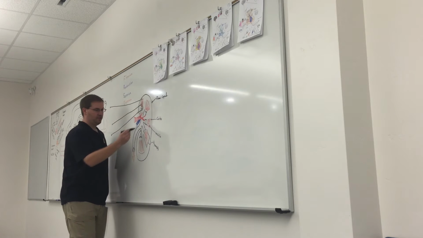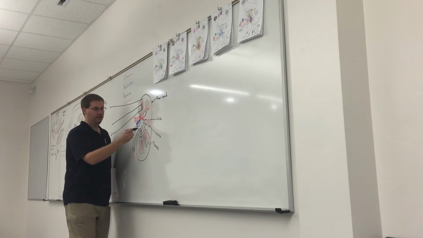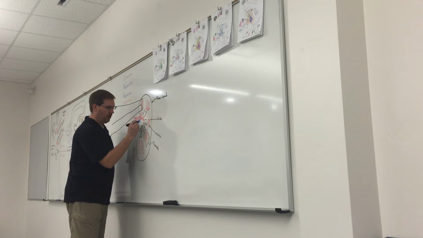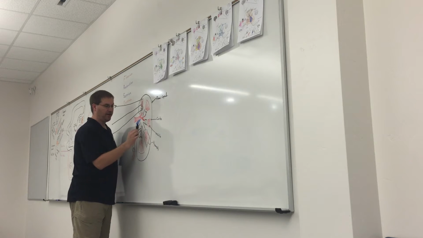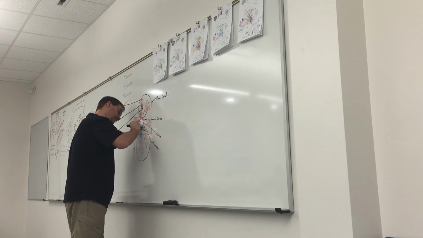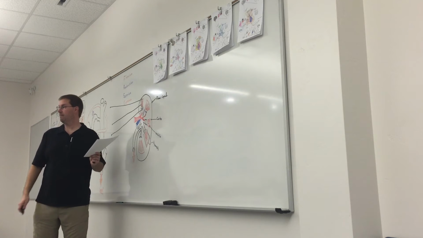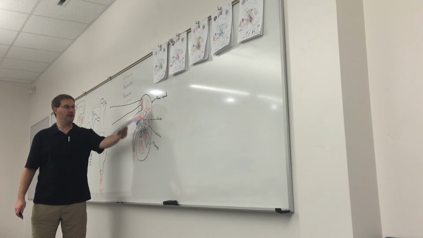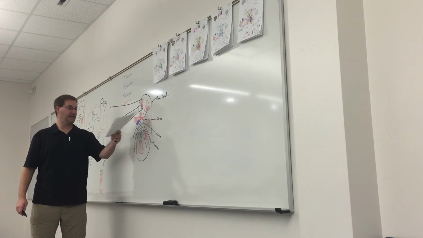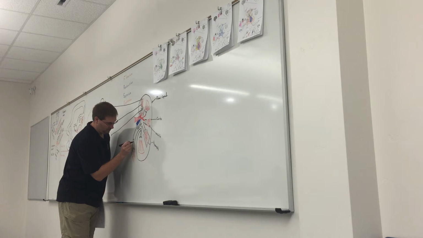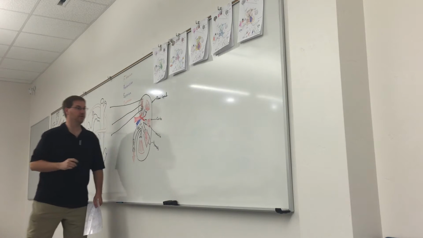All right, and what's this structure right in here known as? The calyx. Yeah, the large area where all of these minor calyxes come in is known as the major calyx. And then you have all these little minor guys. You guys okay with that? Yeah. All right, that's really your basic anatomy of the kidney, and of course the ureter here. All right, you guys good with that?